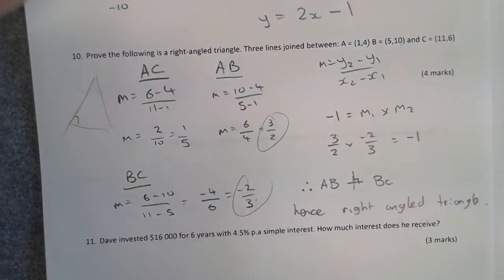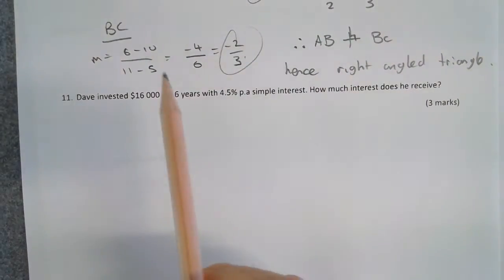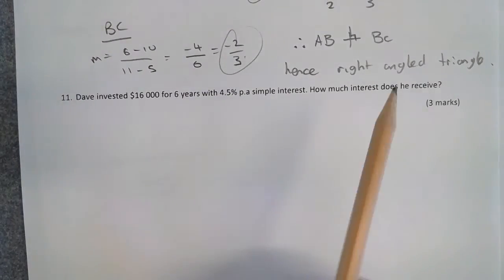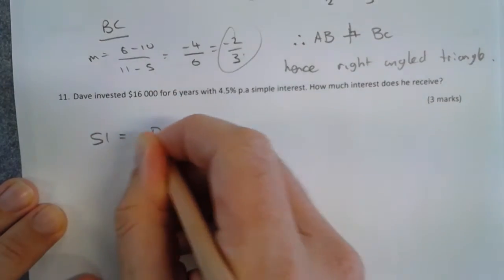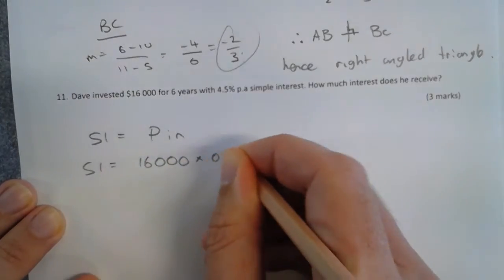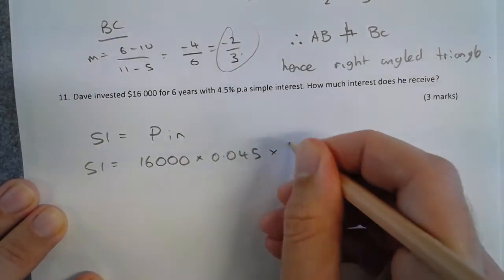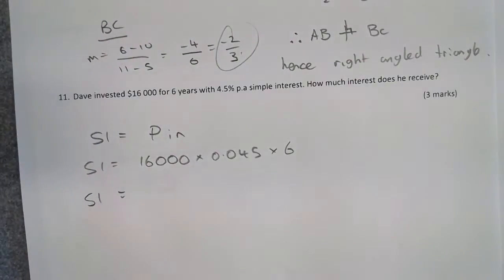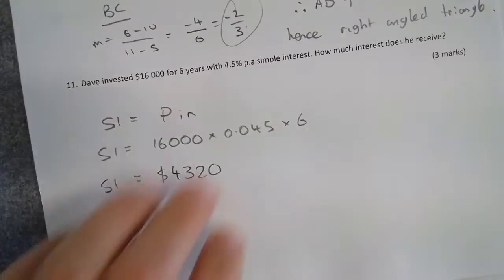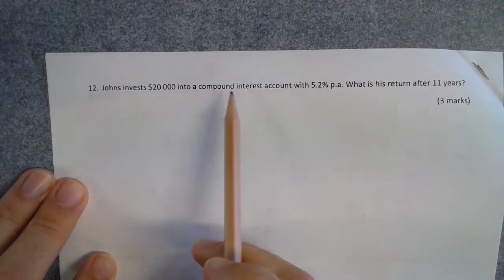Alright, question 11. Dave invested $16,000 for 6 years with 4.5% simple interest. How much interest does he receive? Well, simple interest is PRN. The principal was $16,000. The interest rate as a decimal is 0.045, and after 6 years we just type that into a calculator. So the interest he receives is $4,320.